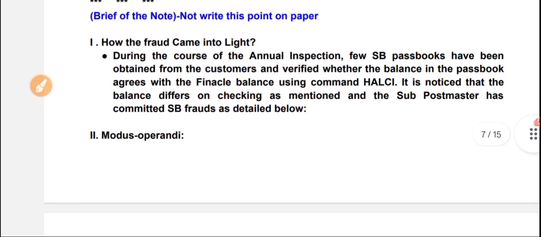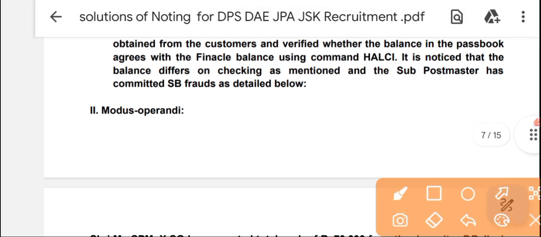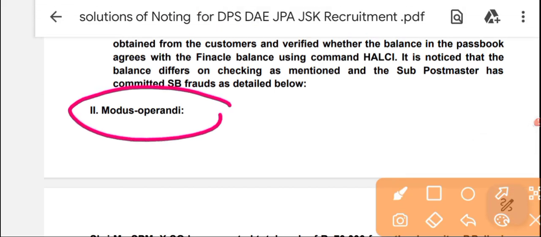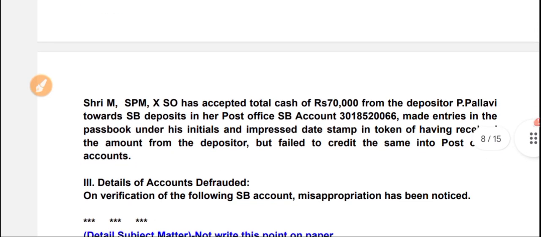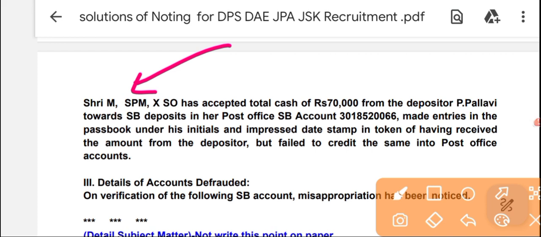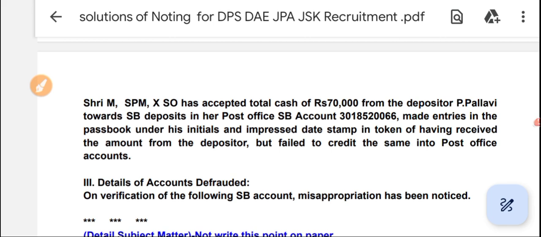Second point is the modus operandi. Modus operandi is a method of inspection of any activity. This is as per manual. Mr. M, you can write Mr. M, E, N, O, P, anything you may write, sub post office master of the X office. You will always use the shortcut. If you use more shortcuts, then you will get more marks, but it should be easily understandable.